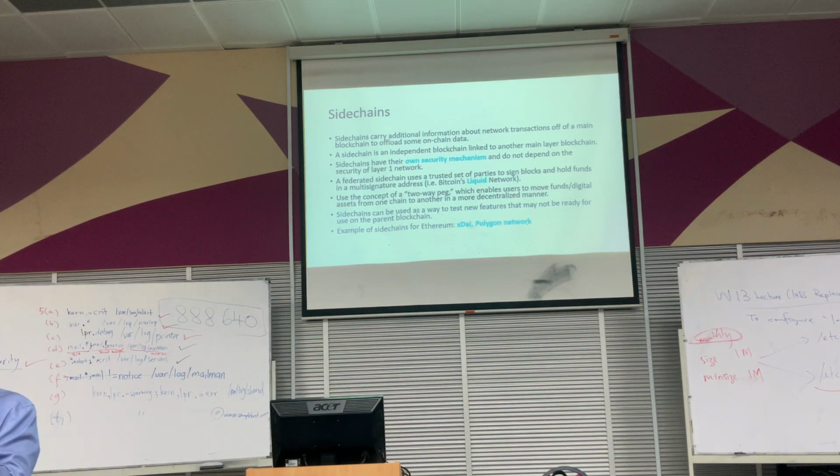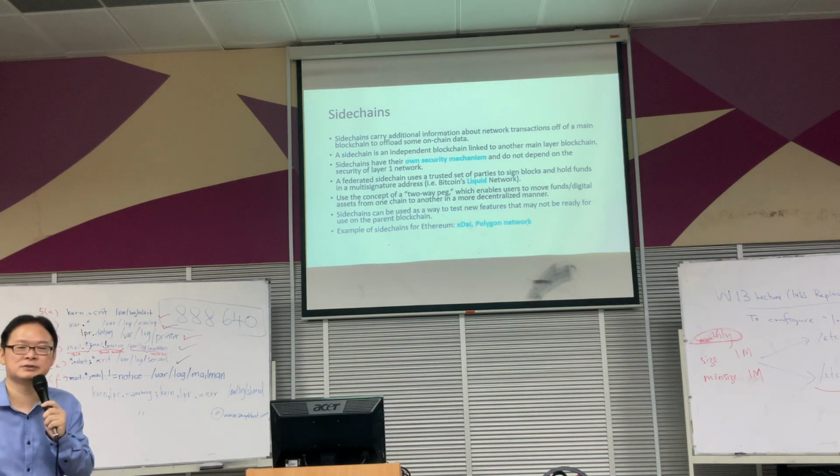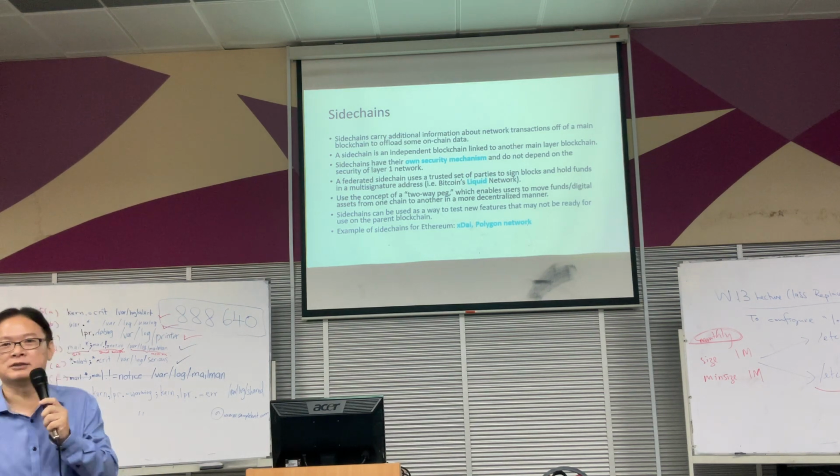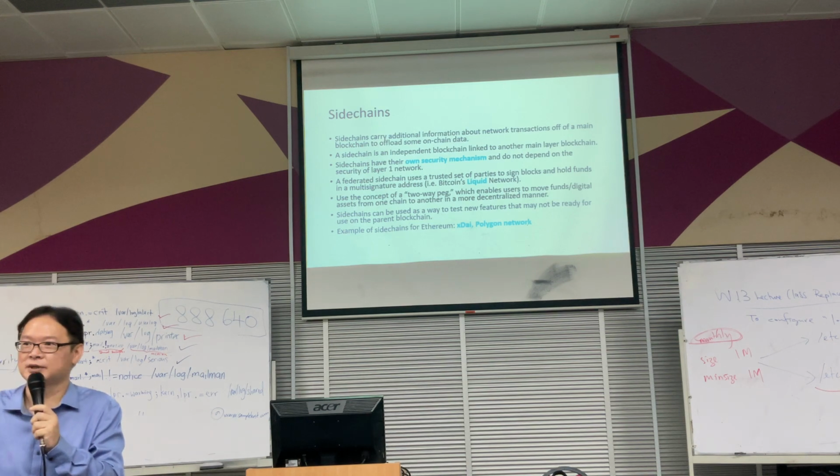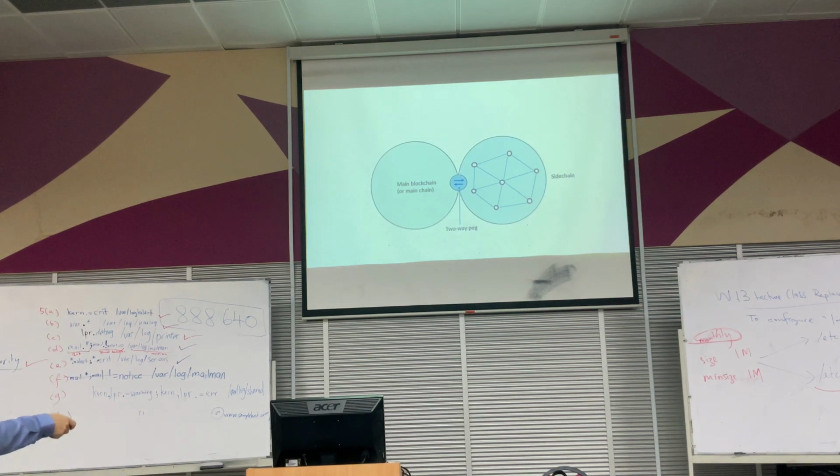Maybe you just have bridging to allow the transfer of assets from your sidechain to your main network, or from the main network to your sidechain. Examples are the Polygon network, xDai, and so on. These are sidechains for Ethereum because they're connected to Ethereum. Liquid is an example of a Bitcoin sidechain. They have their own sidechain. It depends on which mainnet you are connecting to. Right. Okay, so this is an image.